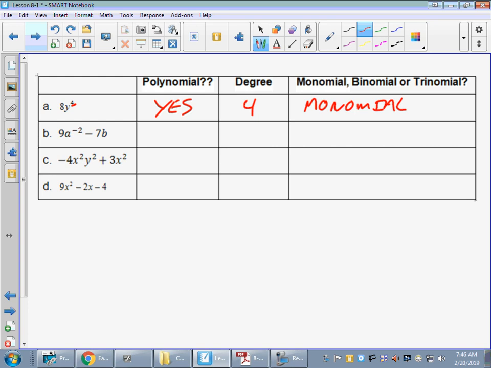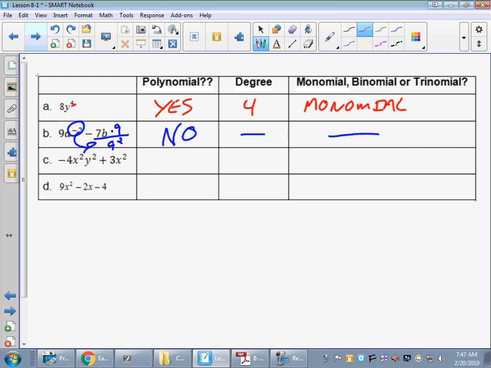All right, how about this one? Okay, be careful with this one right away because you're going to jump to conclusions and say, yep, that's a monomial. However, because of this -2, you're actually going to bring that down to the bottom, right? So you're going to have -7b times 9, actually, over a squared. So now you've got a variable in the denominator, which you can't have. So altogether, this is no, not a polynomial, which means it doesn't have a degree, and we don't have to answer those.